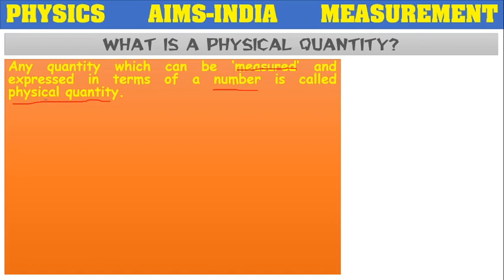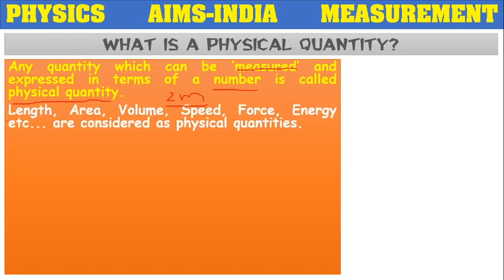In the previous slide we have observed, we want to buy a cloth, and how much cloth do we want to buy? 2 meter. So the length of the cloth is 2 meter. The length of the cloth we are able to measure, and we are able to write it in terms of numbers like 2 meters, like 2. So that length is considered as a physical quantity.